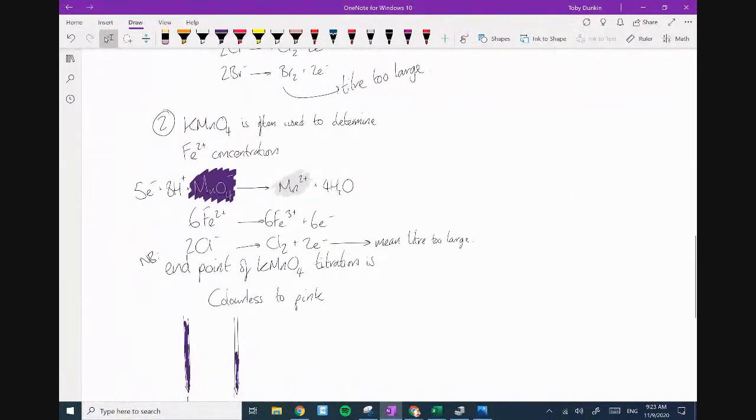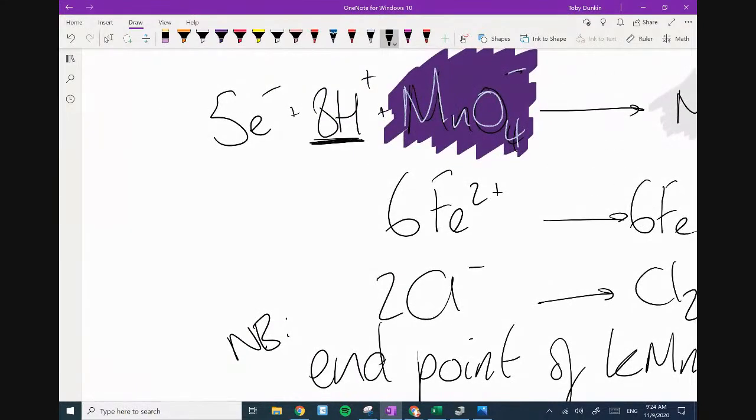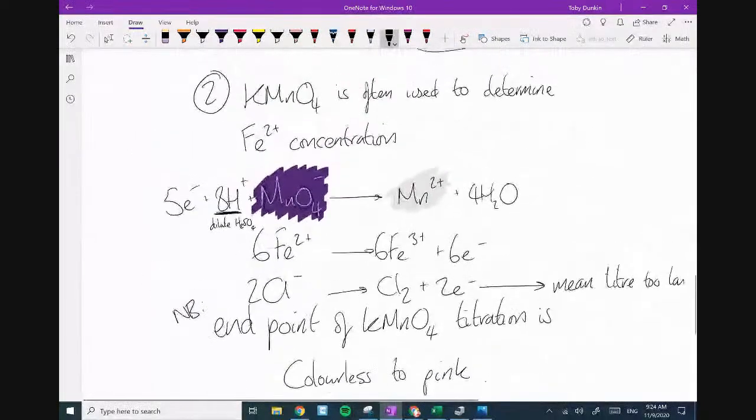The acid we'd have to pick to acidify this, because it needs to be in acidic conditions, is dilute sulfuric acid. We can't use hydrochloric acid because it'll oxidize it.